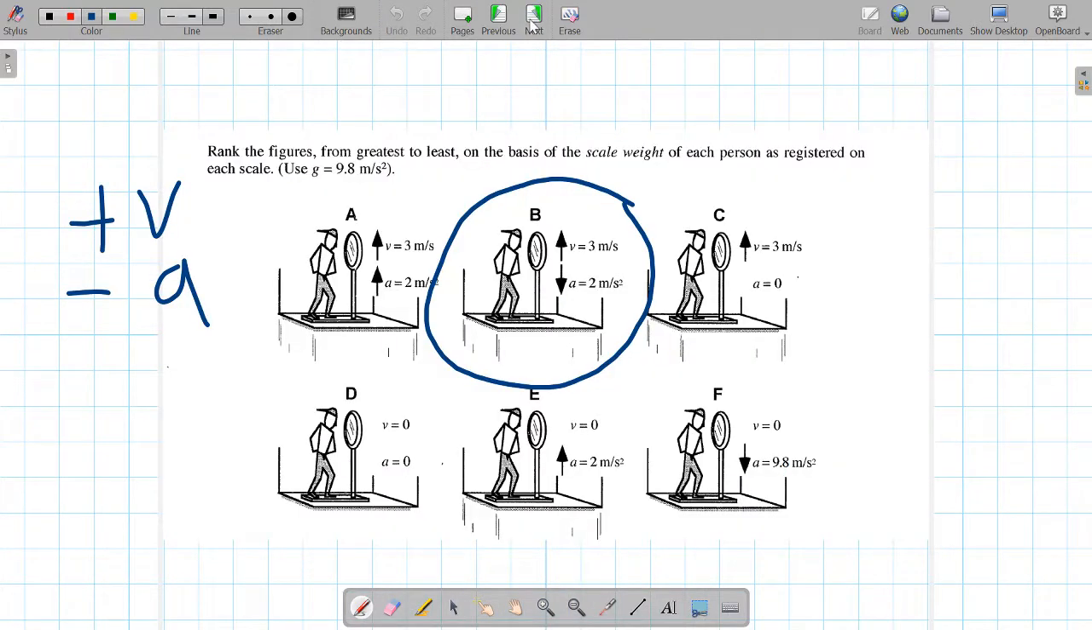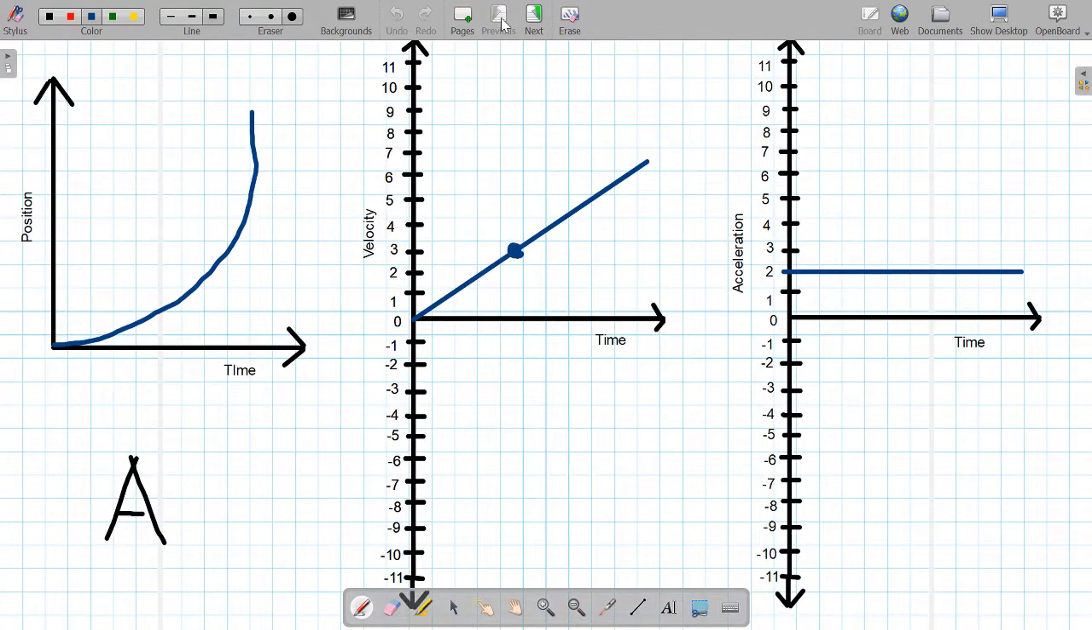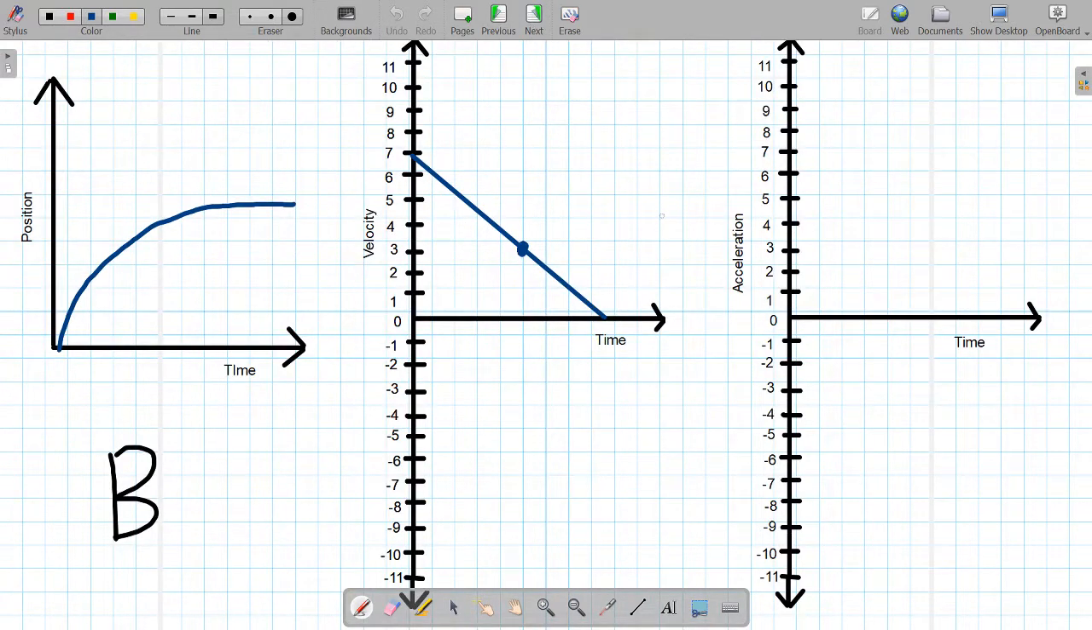And lastly, look at our acceleration for B. The acceleration is negative 2 meters per second squared. So I'm going to come over here, and I'm going to do a straight line through negative 2 meters per second squared. And that's my acceleration. Okay. So that's how your graph should look for situation B. Okay. Now, let us move on to situation C.